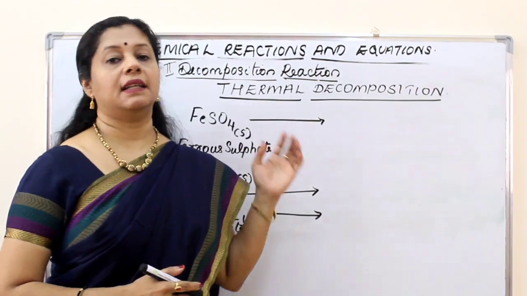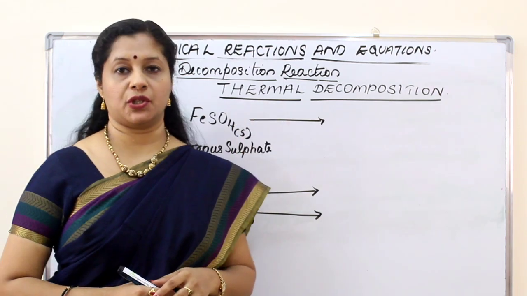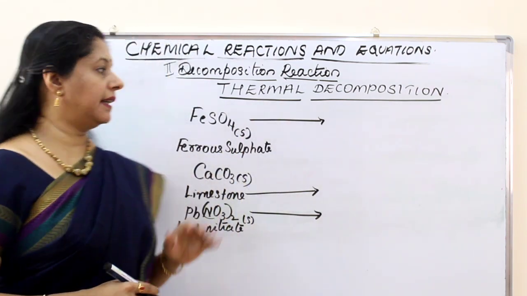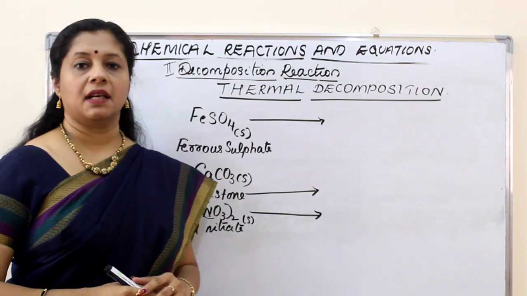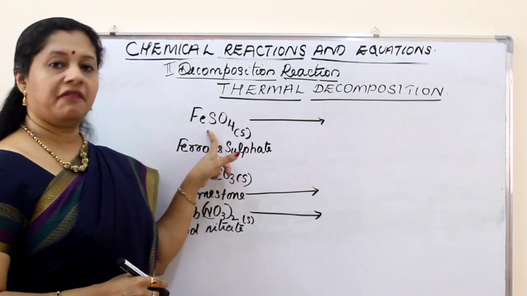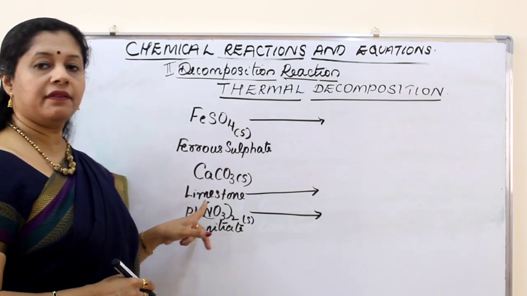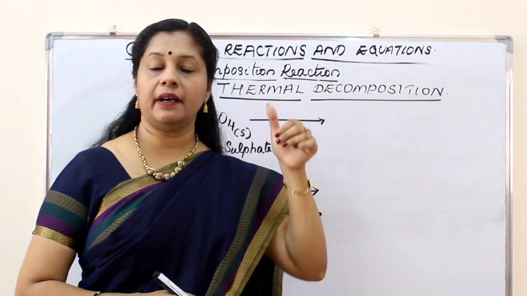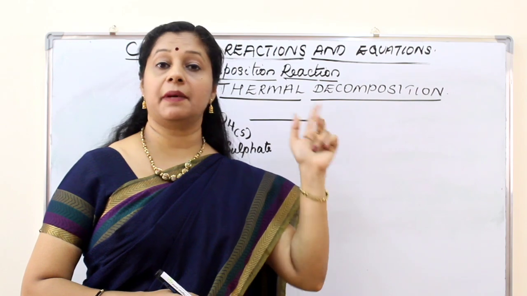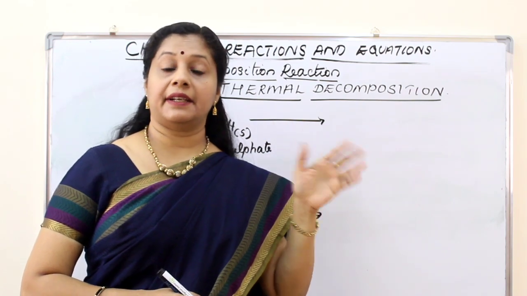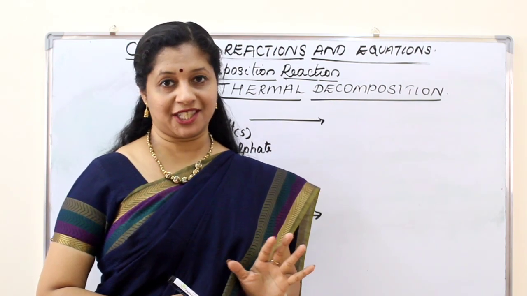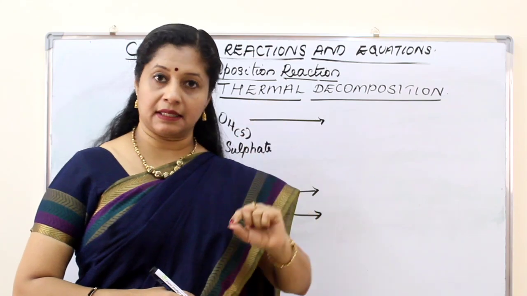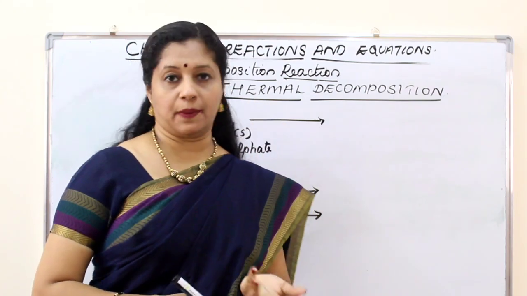Now we will see the examples of thermal decomposition. So as per the NCERT, we have to learn three examples: the decomposition of ferrous sulfate, decomposition of calcium carbonate and decomposition of lead nitrate. Now itself by heart, ferrous sulfate, calcium carbonate and lead nitrate are examples of thermal decomposition. Now if you have this tagline, then you can develop the equation, right?